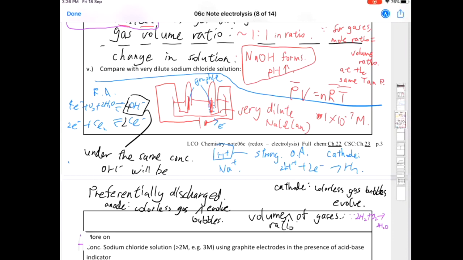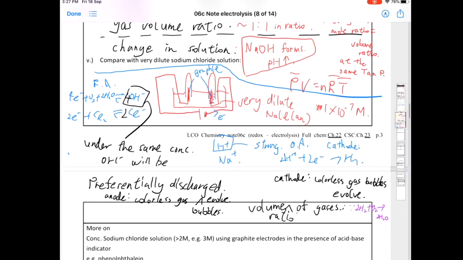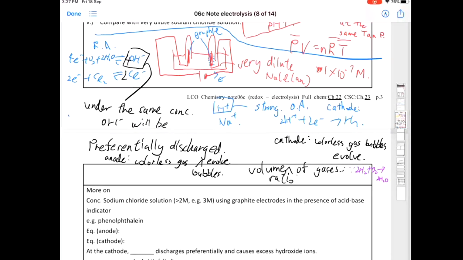Here at the bottom right corner, I show you the overall equation already. For hydrogen, its coefficient should be 2, and for oxygen, it's 1 only. And because all the gases occupy the same volume as predicted by the ideal gas law, their volume ratio is 2 to 1.